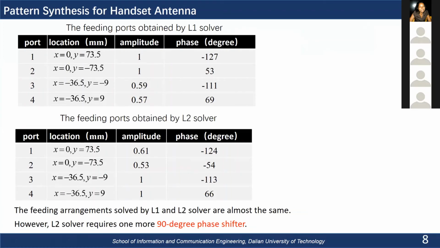And this is the feeding information, 2 feeding information tables actually. One is from the L1 solver and the other is from the L2 solver. Different solvers can give us different results actually, but we can see that the locations of the feeding positions are almost the same. And those charts also show the amplitude and phase of these feeding informations. By comparing those 2 tables, we choose the first one, the feeding ports obtained by the L1 solver, because it saves us a 180-degree phase shifter, so we can make the feeding network less complicated.